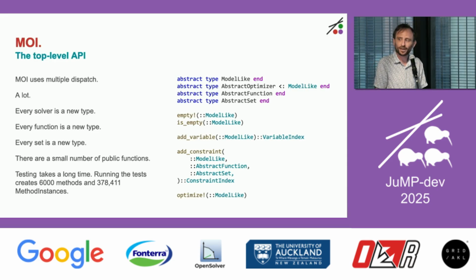And to give some idea, running the tests for MOI takes quite a long time. When you run the tests, over 6,000 different functions get compiled. This is different named functions. And there are over like 370,000, almost 400,000 different versions of each method that get compiled. It's a lot.